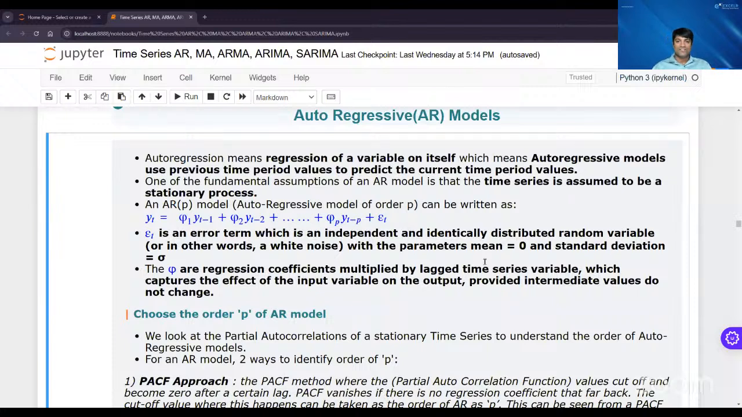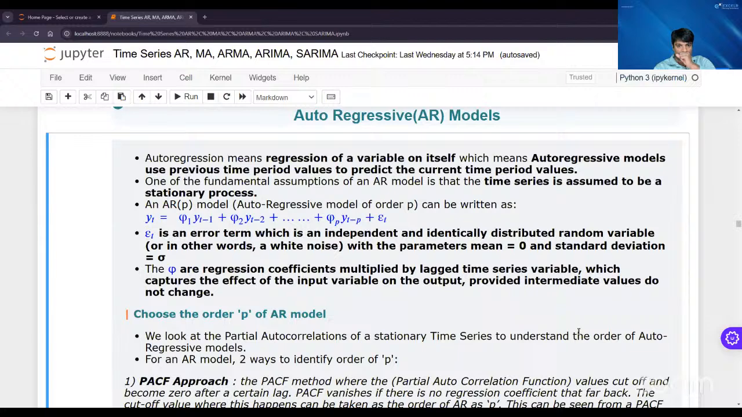Okay, so I try to simplify this as much as possible. I hope you would have understood. Fine. And this phi we're talking about is the coefficient. Actually, we call it a regression coefficient. This tells you the effect of the input variable and all those things. That is why we say it's a representation of the linear combination of your past.